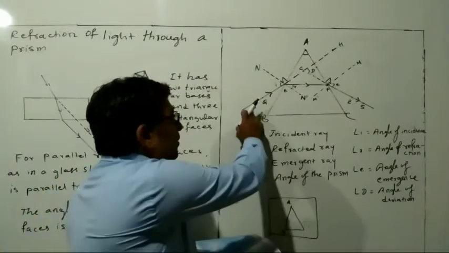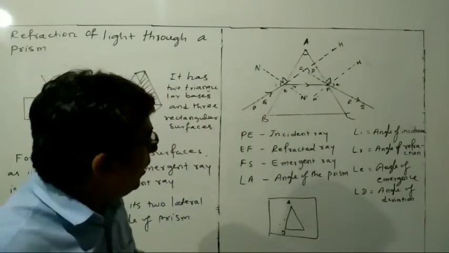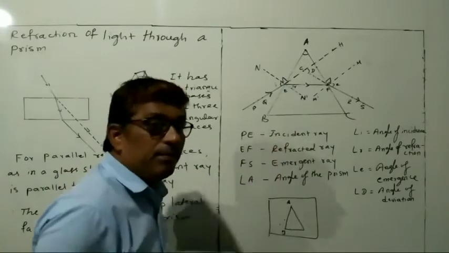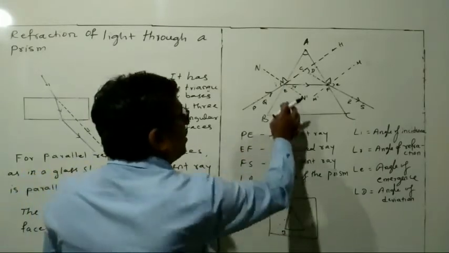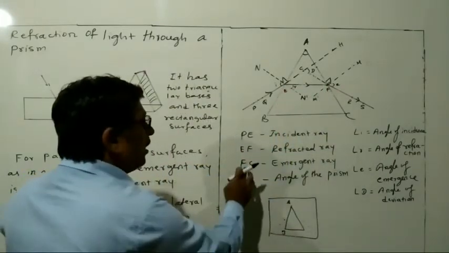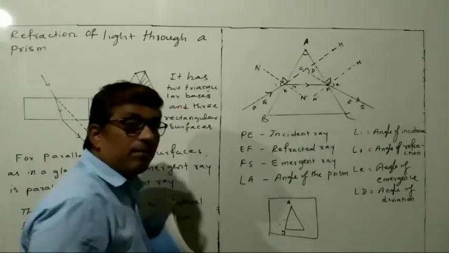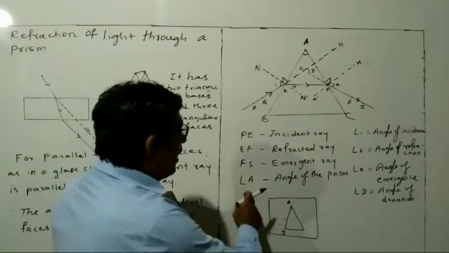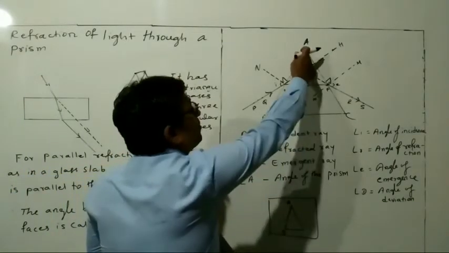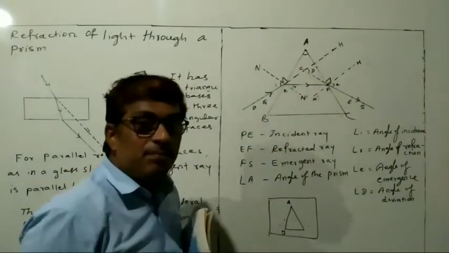PE is the incident ray, and EF is the refracted ray, and FS is the emergent ray. So this one is the emergent ray. Then angle A is the angle of prism. See here, this one is the angle of prism.